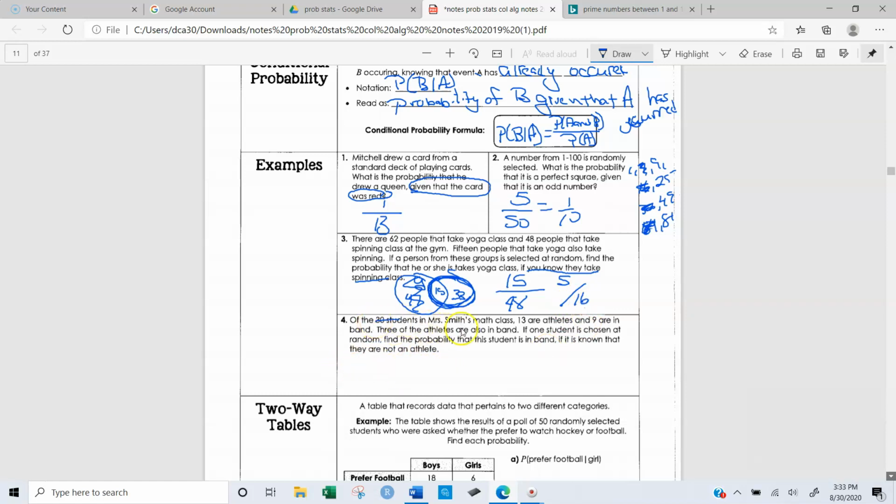So we have 30 students in Mrs. Smith's math class. 13 are athletes.